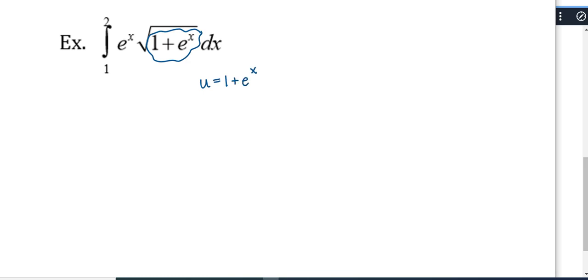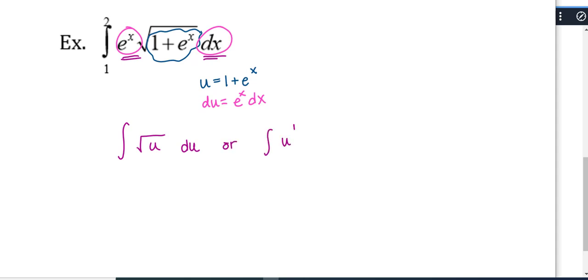And then let's make sure u substitution is going to work, because again, don't bother changing your bounds until you know that u substitution is the technique that is going to work for this integral. So my du, well, derivative of 1 is 0, derivative of e to the x is itself, so that's e to the x dx, and that's exactly what I have. So this integral appears to turn into the antiderivative of e to the x dx becomes the du, and the inside becomes square root of u. You could also write that as u to the 1/2.